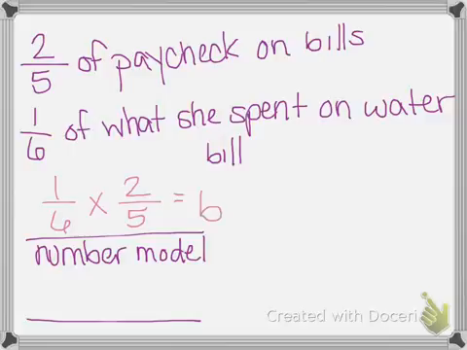So now we actually multiply. 1 times 2 is 2. 6 times 5 is 30. So 2/30ths. Or, if you want to simplify, you can divide them both by 2. And you can get 1/15.